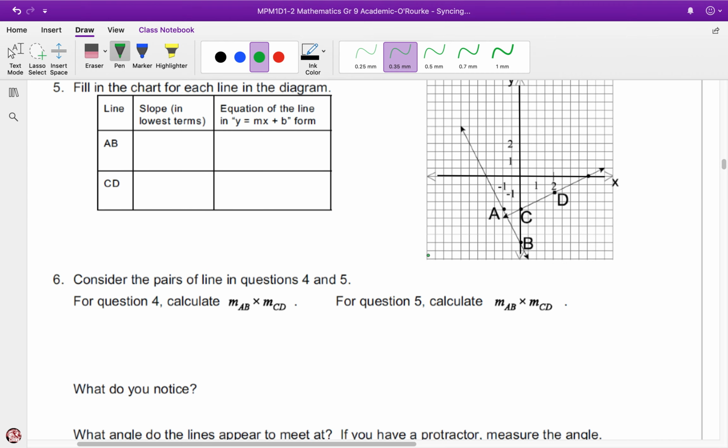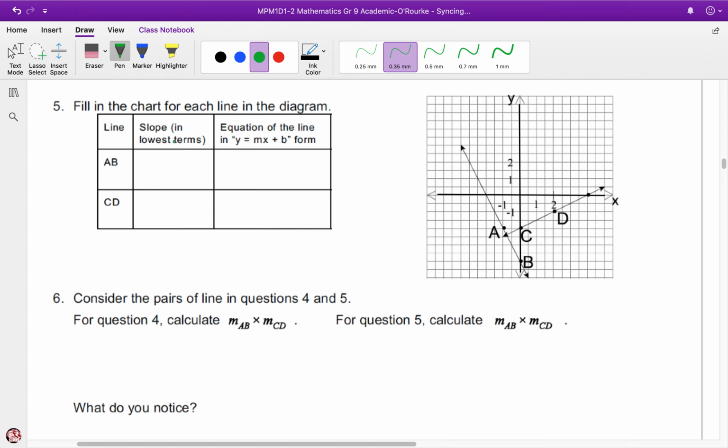Let's do the same thing here. So let's do this one. I have a green pen out, so let's do this one green. We're going down and over. Down 2, over 1. So that's negative 2 over 1. My y-intercept here, I'm just going to put on the side here, is negative 4.